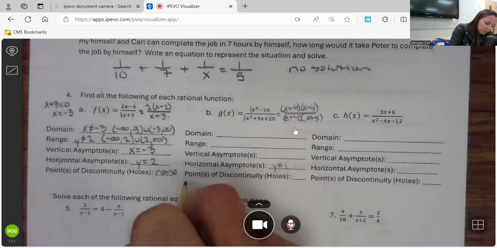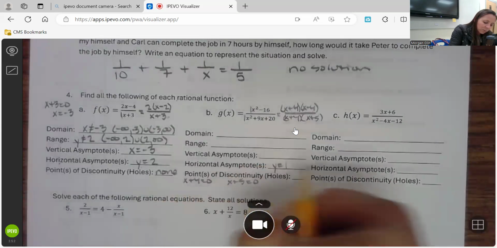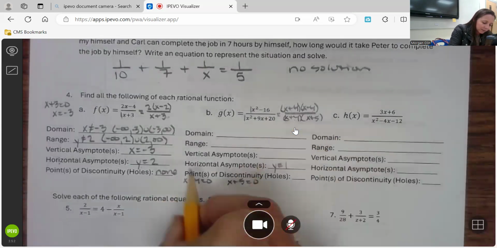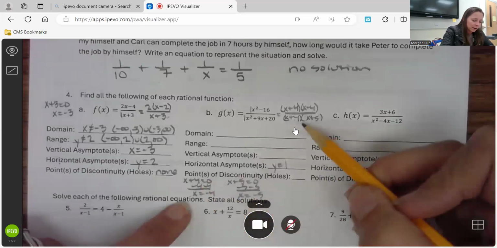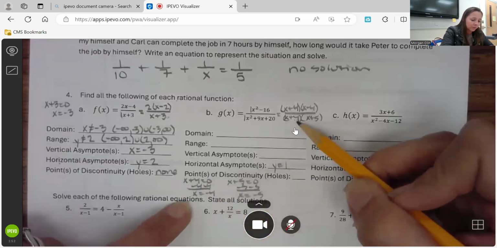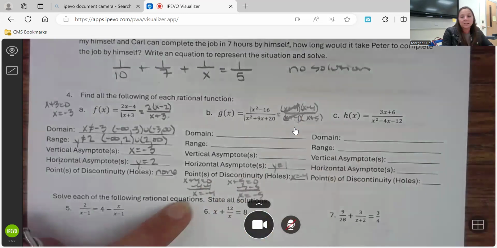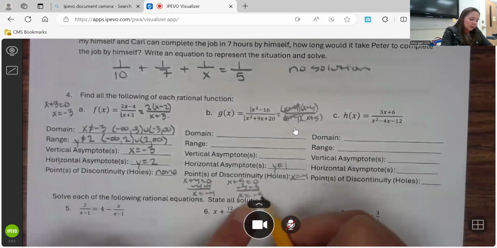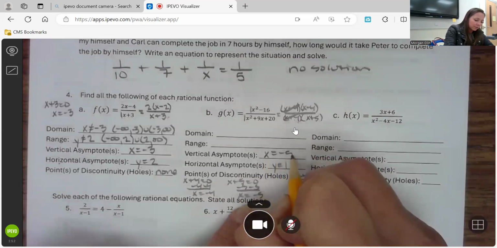Our holes and vertical asymptotes come from setting the denominator equal to 0. Now, some of you may be able to think, okay, it's just the opposite. Here minus 4, so x equals negative 4. And then minus 5, x equals negative 5. Now, let's focus on the x plus 4 here. This x equals negative 4, notice it cancels. So therefore, we have a hole at x equals negative 4. If it cancels, it's a hole. And then a vertical asymptote, because x plus 5 doesn't cancel, at x equals negative 5.